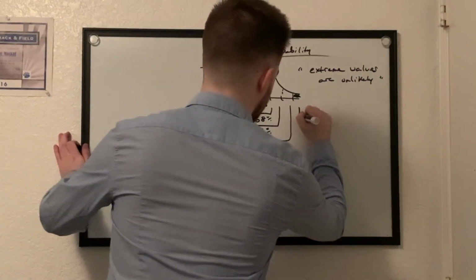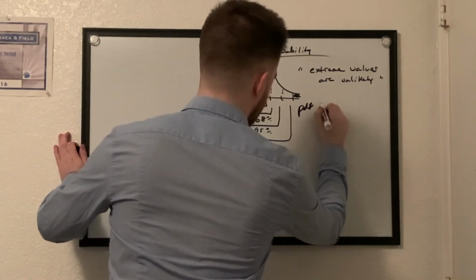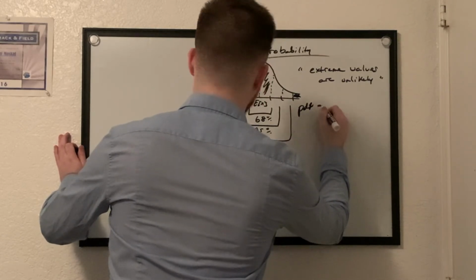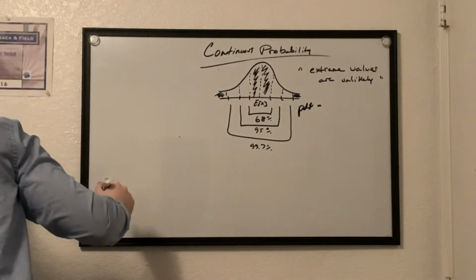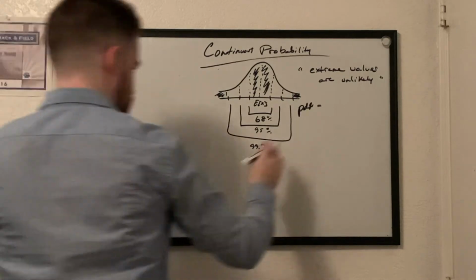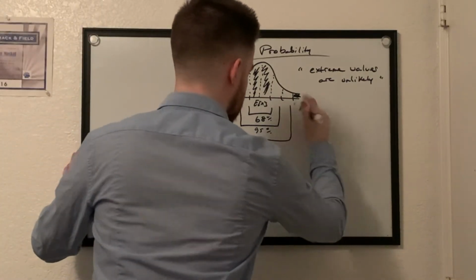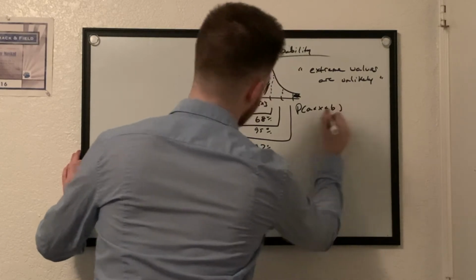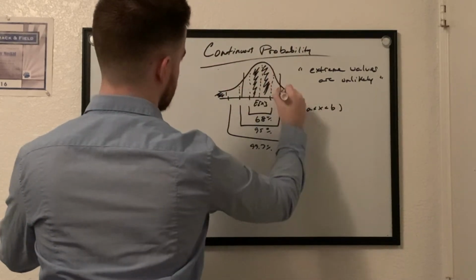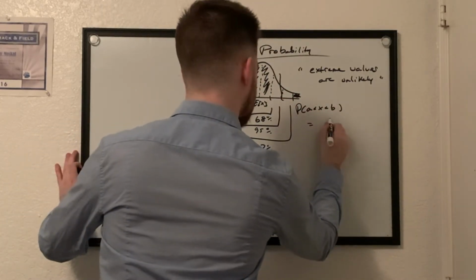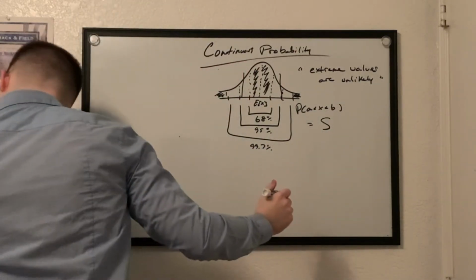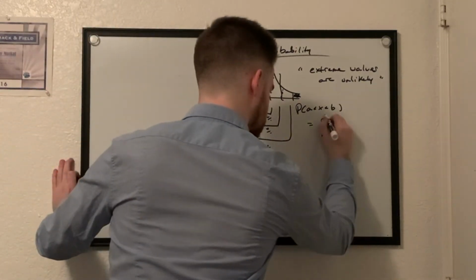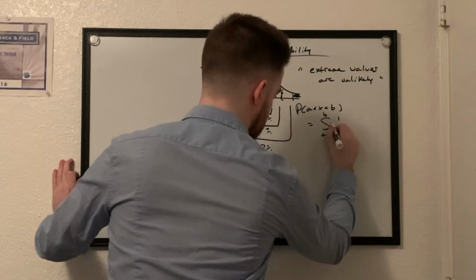The PDF for this normal distribution is equal to, so the probability x is between 2 points A and B in this portion, between here and here, is equal to the integral, which is what we've been doing, integral, and then this mess.